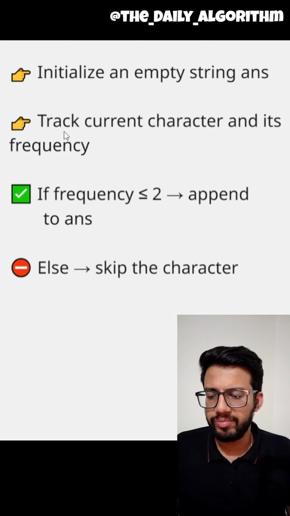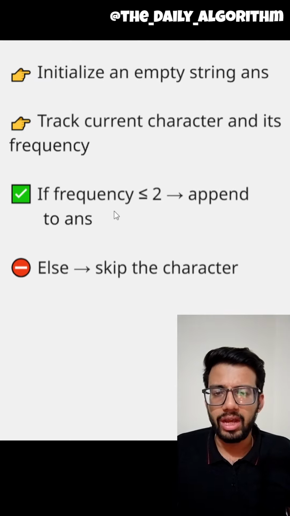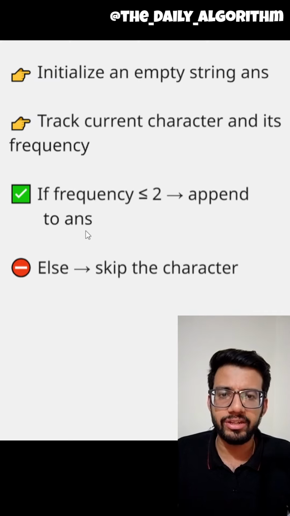I can keep track of my current character and its consecutive frequency and make sure if the frequency becomes more than 2, I'm not adding it into my final answer. But if the consecutive frequency is less than or equal to 2, I'm going to add it into my final answer. At the end of this iteration, I'm going to return my final answer as the output.